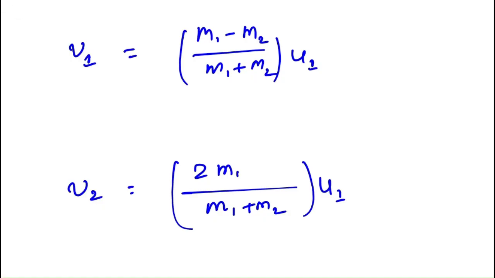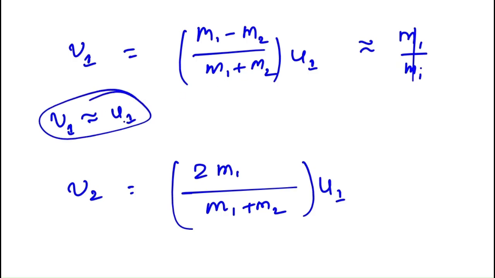So M1 plus M2 is also nearly equal to M1, and M1 minus M2 is nearly M1, because M2 is negligible compared to M1. This is a kind of approximation. If you go into minute details, there will be very small fractions coming up, but here we are just going to approximate. So the ratio will be 1, and V1, the final velocity of body 1, is going to be nearly the initial velocity of body 1.